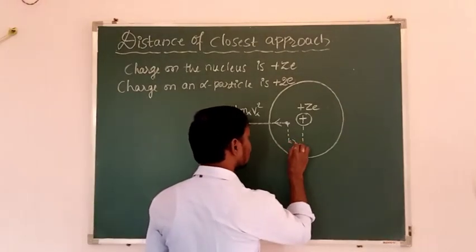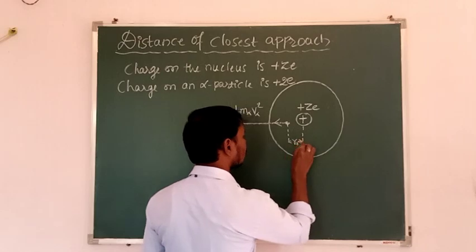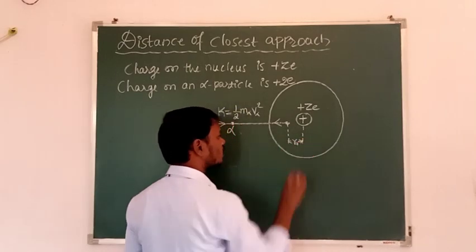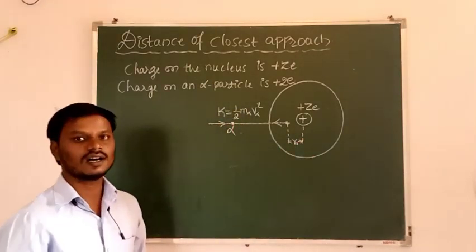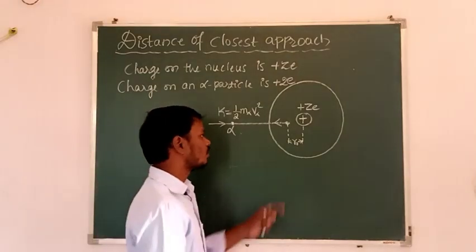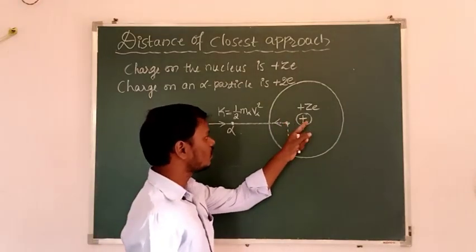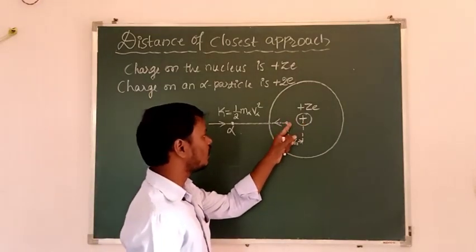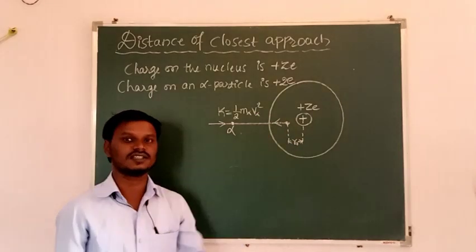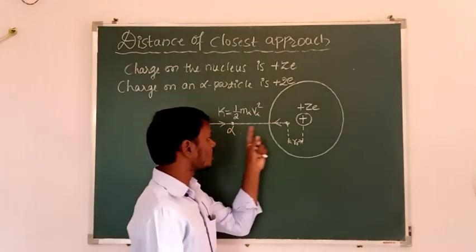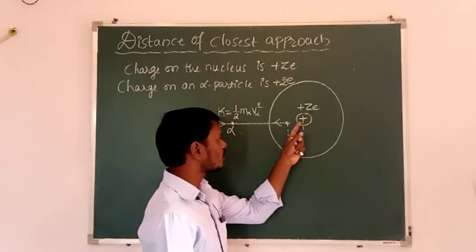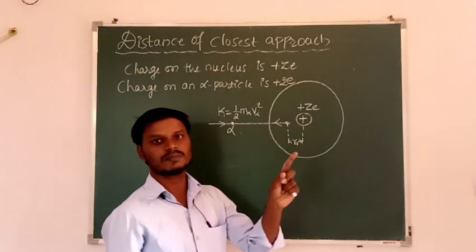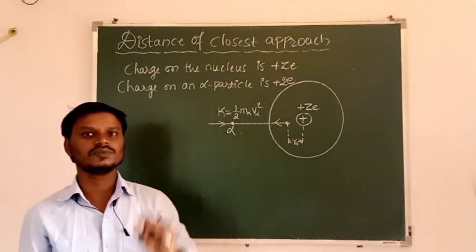This minimum distance is represented by R0. It means the distance of closest approach is represented by R0. Okay. Now, when this alpha particle comes near to the nucleus, the kinetic energy is converted into potential energy, because when this alpha particle comes near to the nucleus, there is work done on the alpha particle due to the potential of the nucleus.